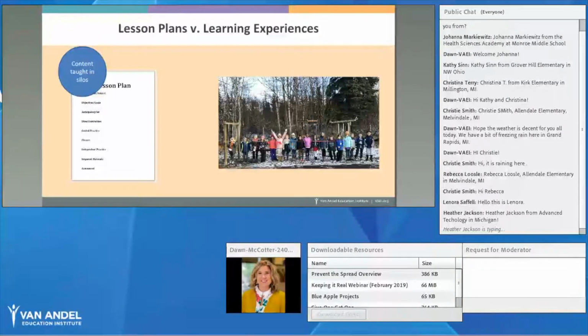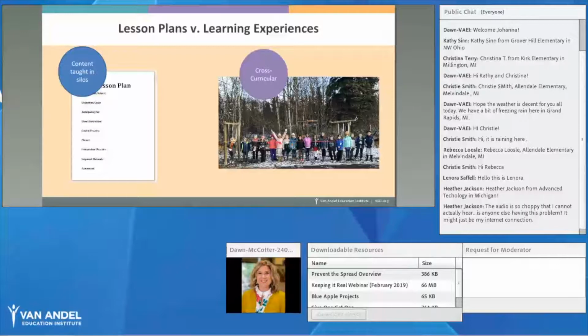If we look traditionally at lesson planning, it was very content specific, and the content was taught in silos. Here's your math lesson plan, here's your science lesson plan, whereas in an authentic learning experience, we're looking at something that's more cross-curricular. And I know for secondary folks, middle school and high school teachers out there, sometimes even within our own content areas, whether it's science or math or ELA, there's a lot of content that's taught in silos as well. But trying to break those silos down and make it more cross-curricular, making those connections between those content areas, is at the heart of those authentic learning experiences.